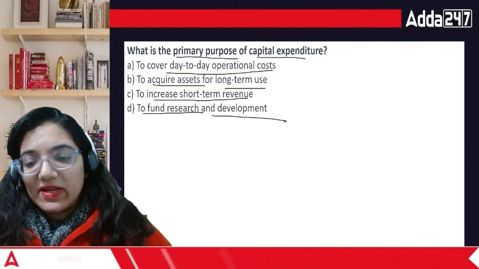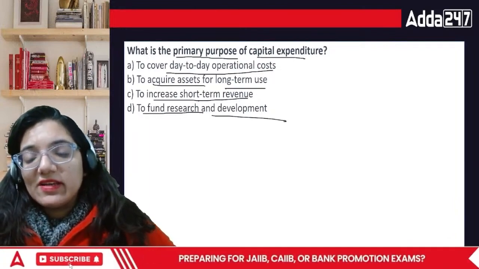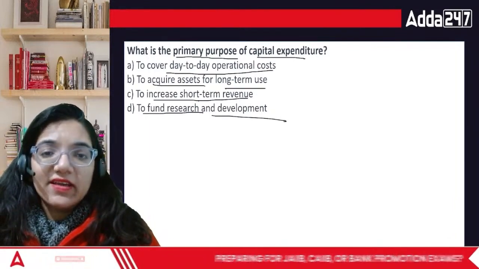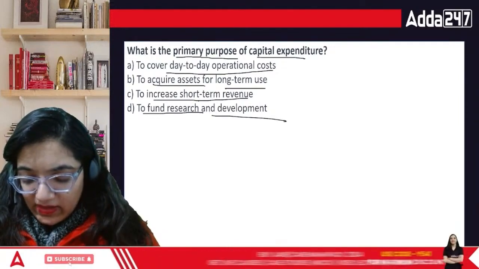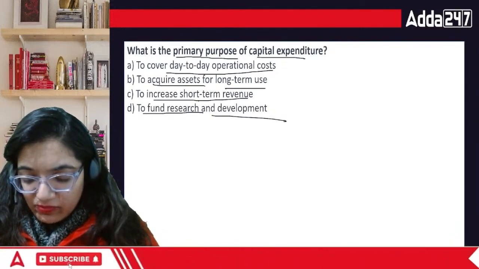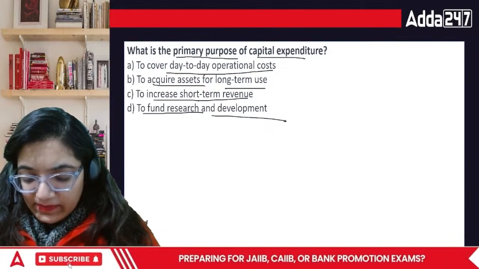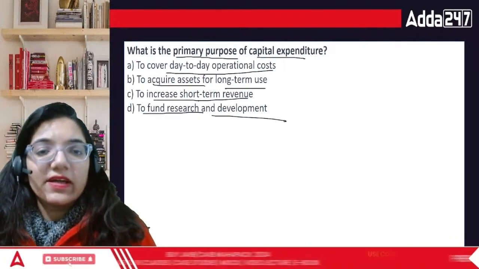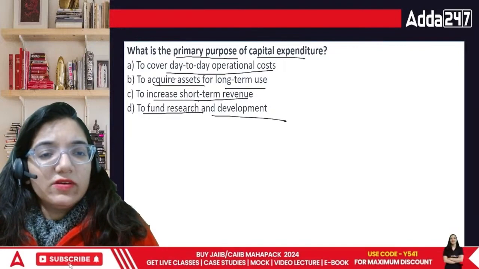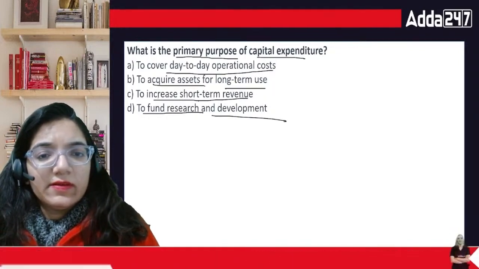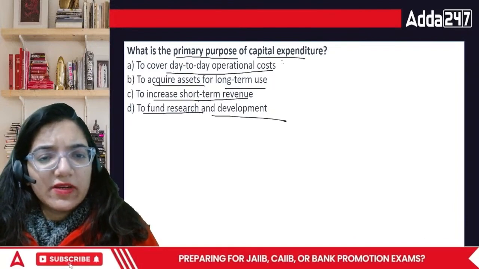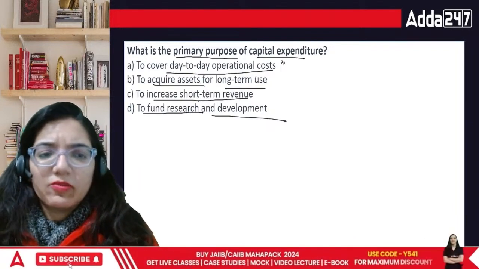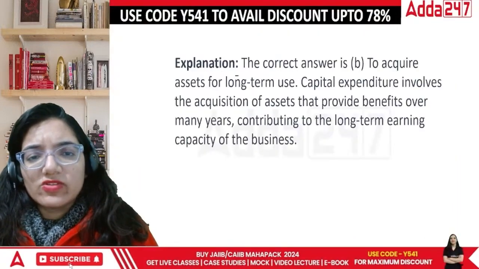Capital expenditure is done for the sole purpose that we are trying to have the benefit over a period of time, isn't it? So in this case, what would be the answer? The correct answer would be not to cover day to day, but to acquire assets. I think the point would be B again, because you are buying an asset.